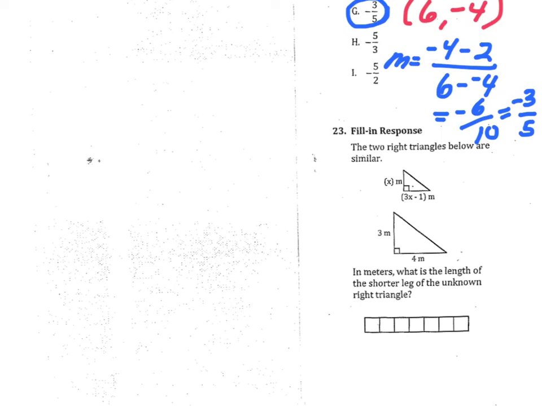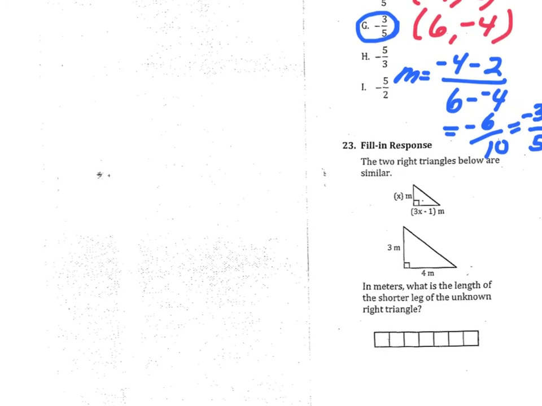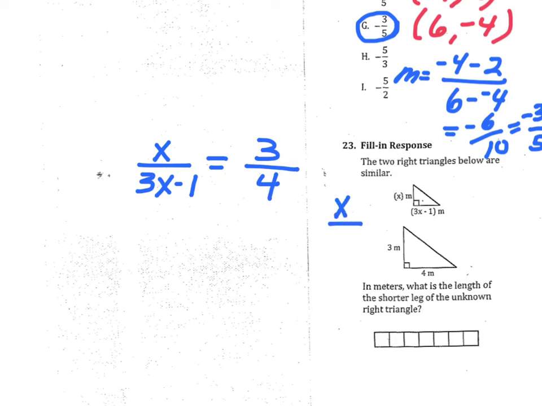Number 23 is a proportion problem, and if you have similar triangles, you can set them up as a proportion. I can set it up several ways. I can keep the height of the little triangle over the length or the base of the little triangle is equal to the height of the big triangle over the base of the big triangle. I could set it up that way. I could have also set it up as height over height equals base over base. So either way you could set it up.